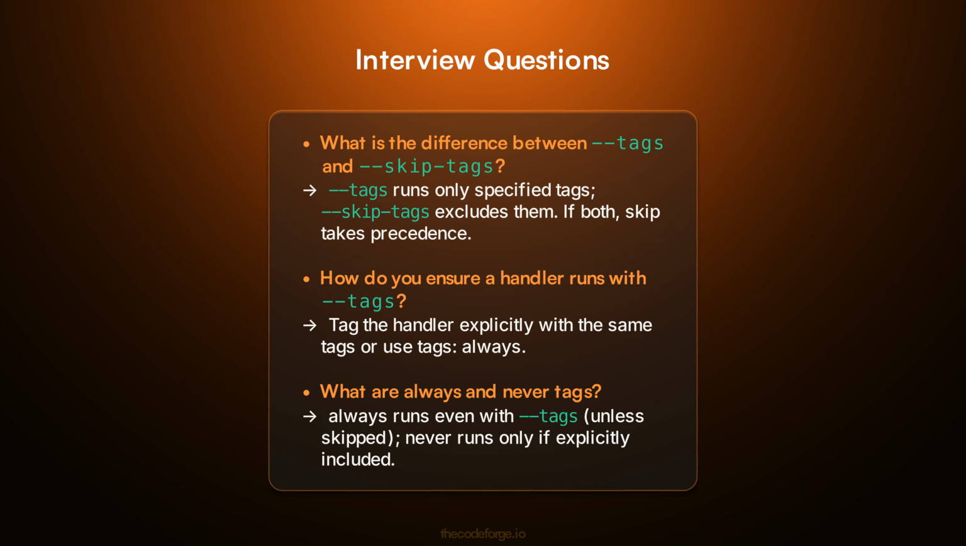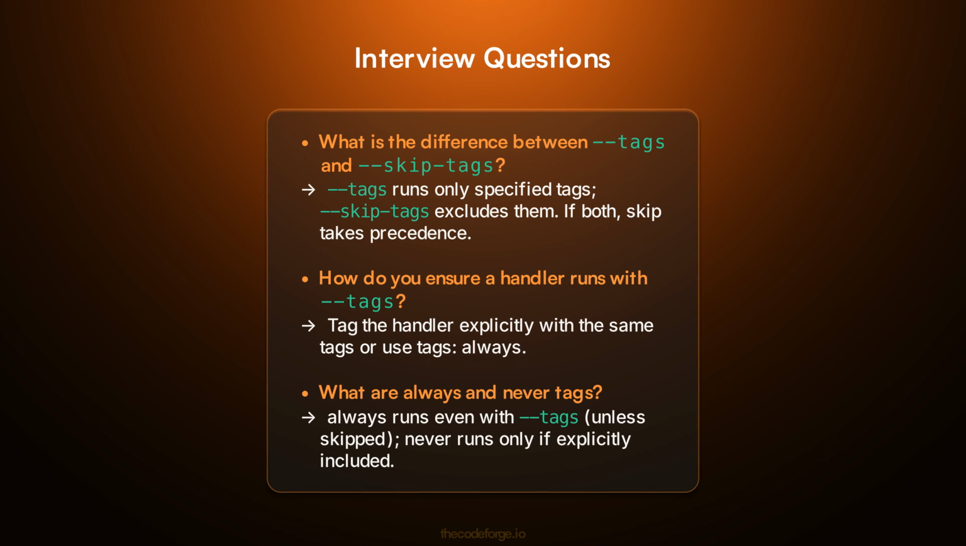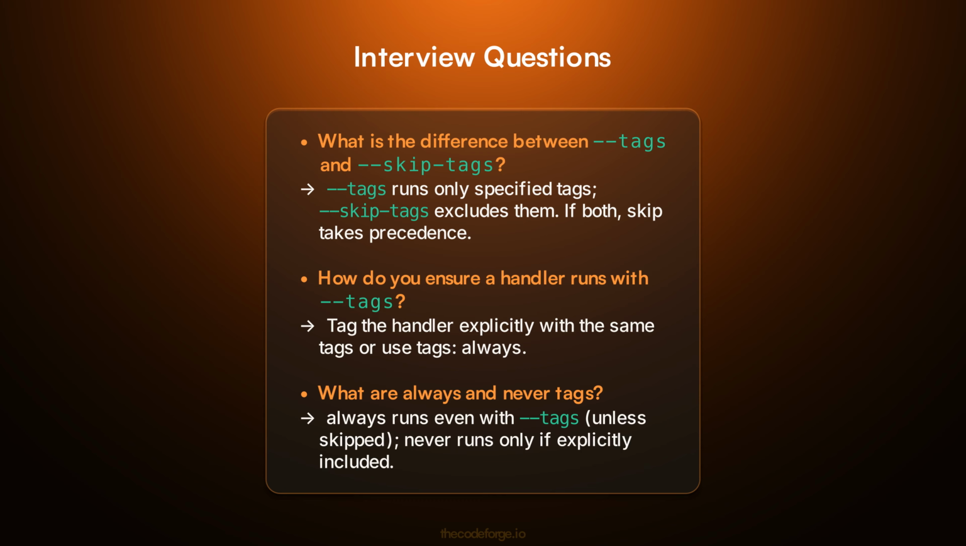Let's run through some common interview questions. What is the difference between --tags and --skip-tags? --tags runs only specified tags, --skip-tags excludes them. If both, skip takes precedence. How do you ensure a handler runs with tags? Tag the handler explicitly with the same tags or use tags always. What are always and never tags? Always runs even with tags unless skipped. Never runs only if explicitly included.